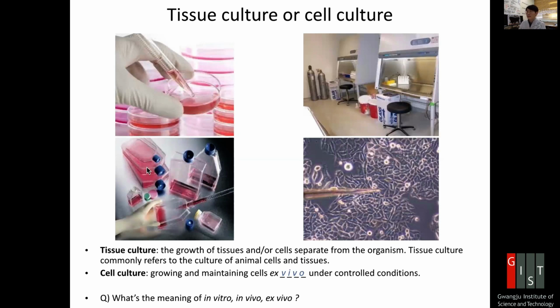So there are other types of dish, called a T-flask. This T-flask has a much smaller opening, so it minimizes contamination. And this is a typical picture of cells growing on top of the surface of this plastic. You can see these cells under the microscope, and they grow and grow. We use these grown cells for our specific experiments, typically in vitro experiments.